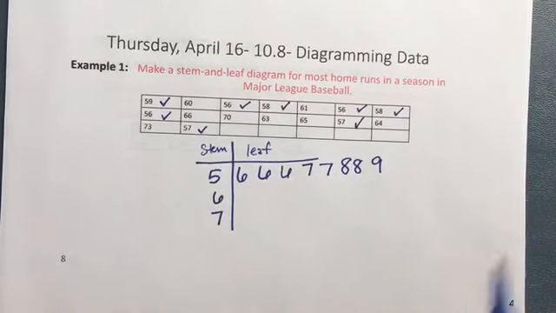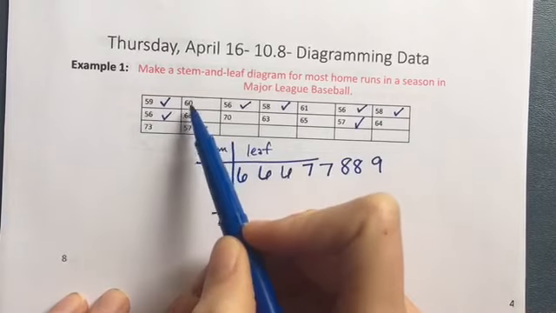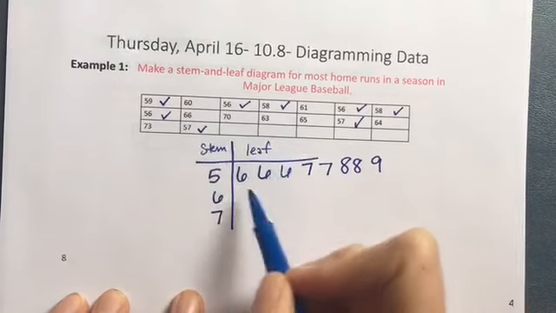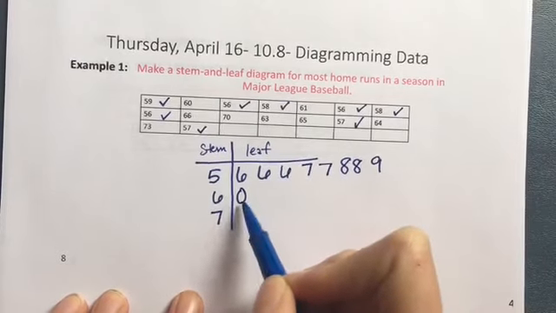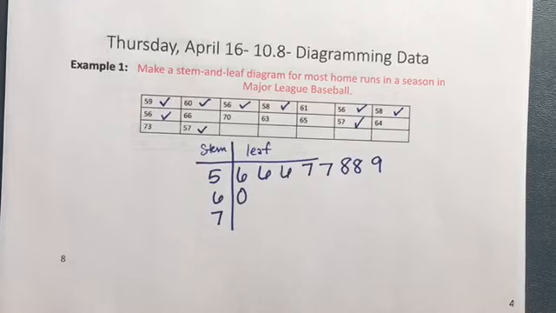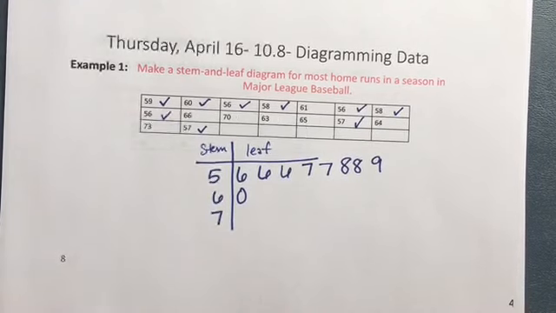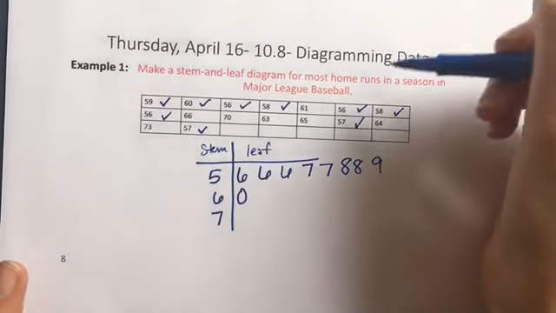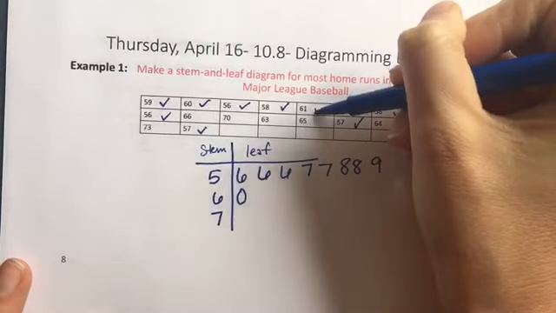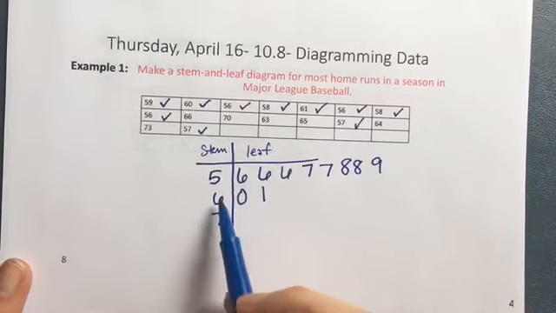Then I notice I've used all of my 50s, so I'm going to move to my 60s. The smallest one I have is 60 itself, so I'll put a 0 over here. This means 60. So I'll check that off. I'm checking these off to make sure I don't forget anything. You'll notice even as I'm doing them that I'm almost forgetting things. You can go back and erase if you forgot something. Then we have 61. So I'll put a 1 down here. This represents 61.